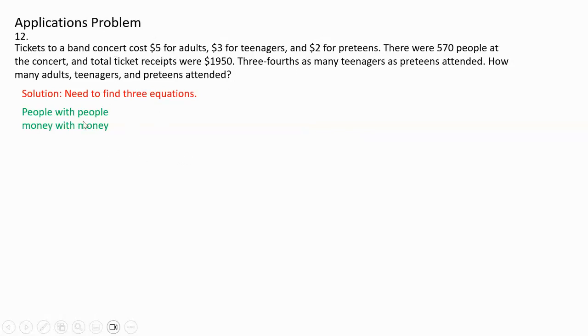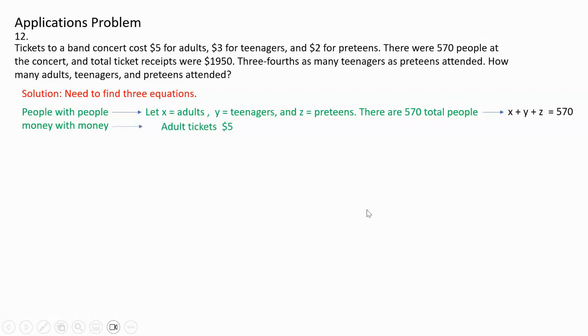So now, let's see here. People with people. So we have adults, we have teenagers, we have preteens. So I'm going to let adults be X, Y for teenagers, and Z for preteens. And there's 570, again, people with people. So it's going to be X plus Y plus Z equals 570. That's equation number 1.